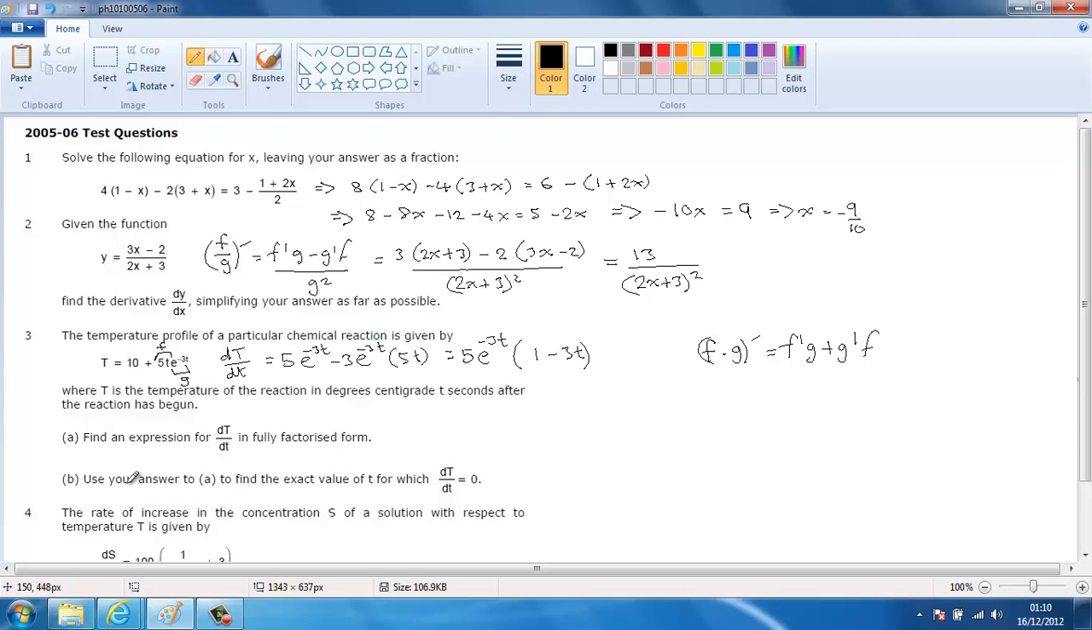Then in part B, we have to find the value of small t when the derivative is equal to 0. Now if we've got the exponential term times the bracket equal to 0, we must put the bracket equal to 0. So 1 minus 3t equals 0, then 3t equals 1, and therefore t is equal to 1 over 3.